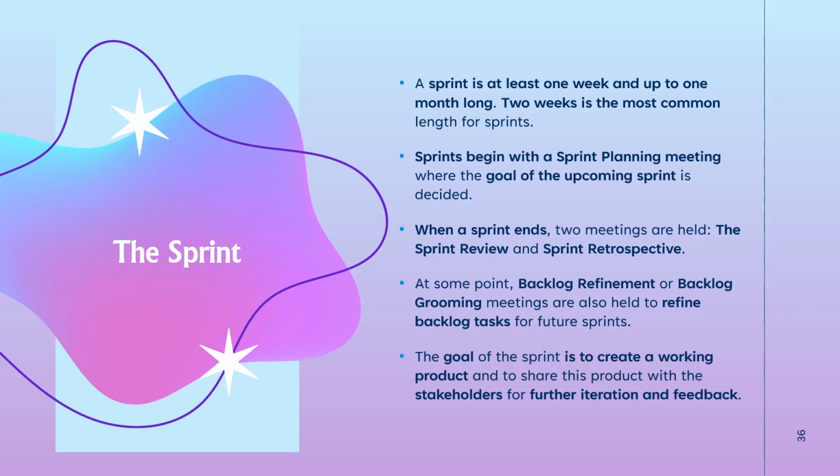The goal of the sprint is to create a working product each sprint and share it with the stakeholders for iterative feedback and release. Not every single product of a sprint is released. Sometimes you create something that just isn't ready to deploy, or maybe there's just not enough change to justify putting resources in to deploy it.